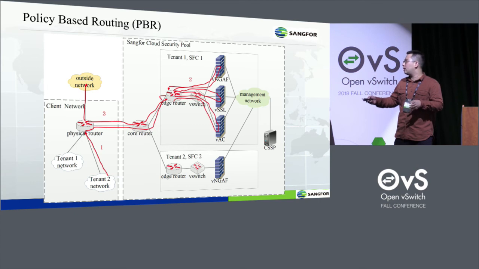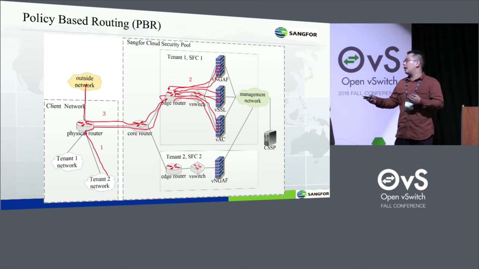And the core router, the edge router and the vSwitch here are also virtual ones. It means they are the software versions of router and switch. Then the core router here will use PBR to classify the flows and direct them to the different edge routers of different tenants. Each tenant has one edge router, and it uses the edge router to realize the SFC functions. And here we can see that the SFC path is VAC, then VSSL, then VMGAF.